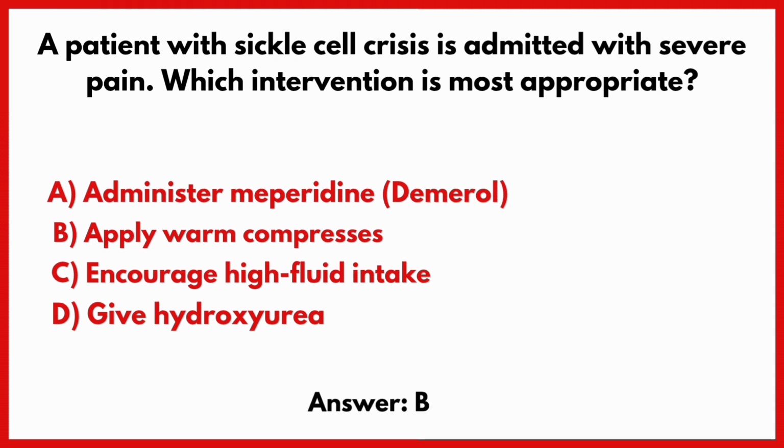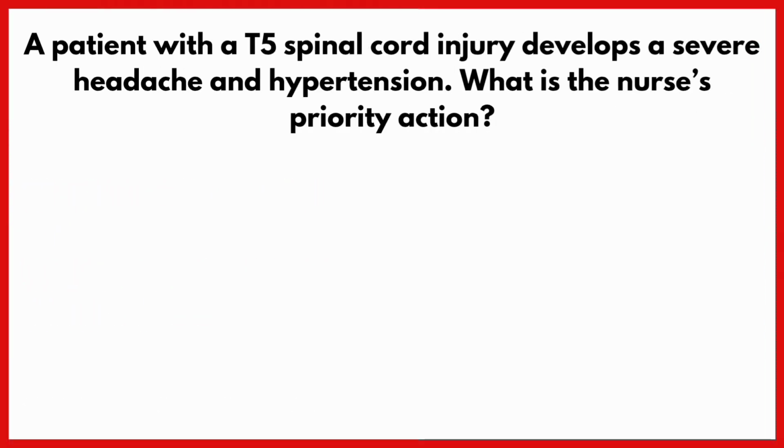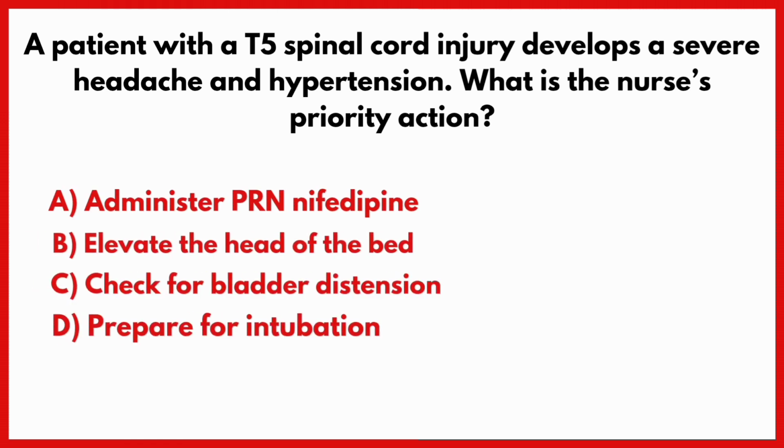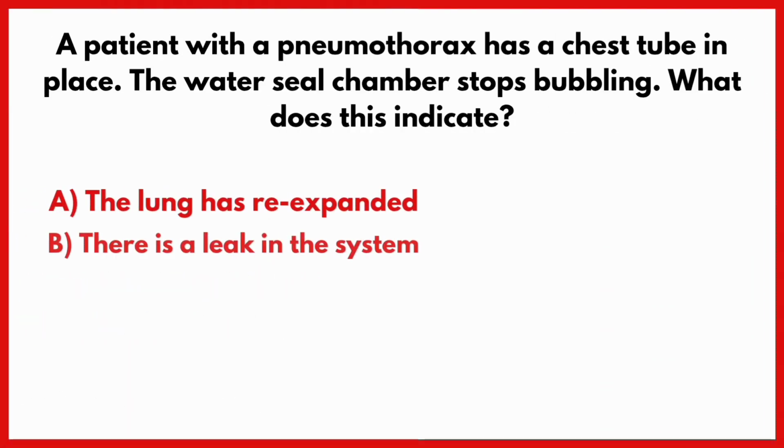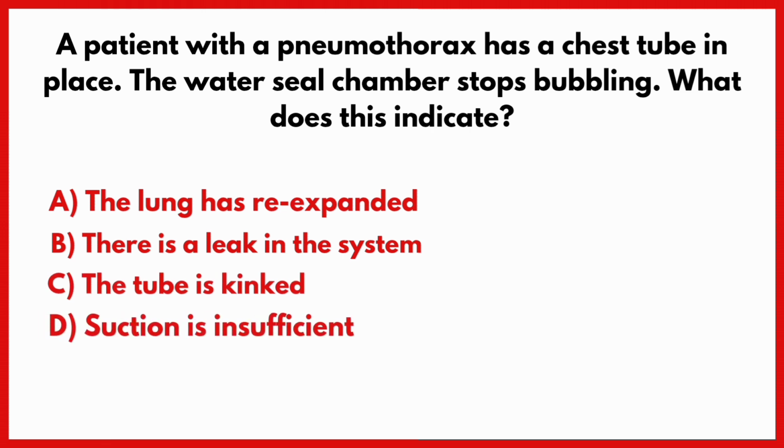Apply warm compresses. A patient with a T5 spinal cord injury develops a severe headache and hypertension. What is the nurse's priority action? Correct answer is option C. A patient with a pneumothorax has a chest tube in place. The water seal chamber stops bubbling. What does this indicate? Correct answer is option A. The lung has re-expanded.